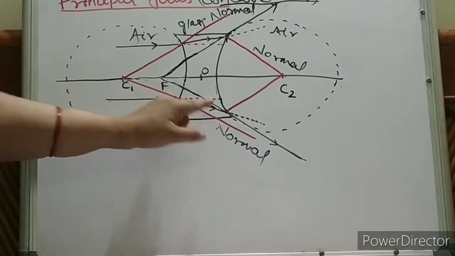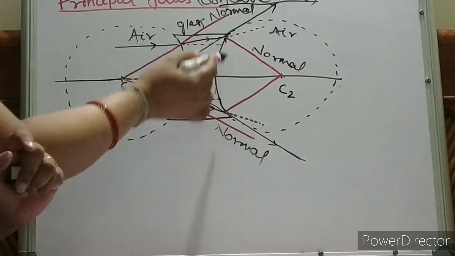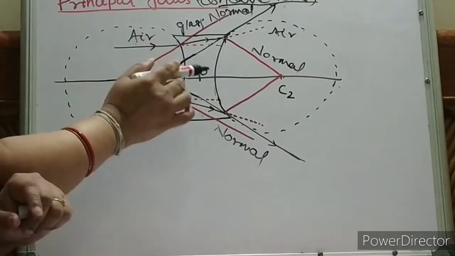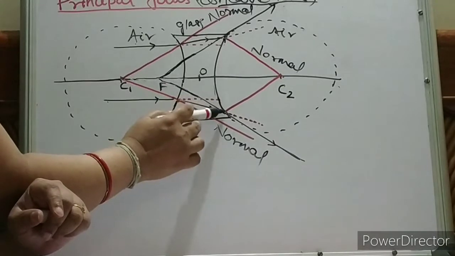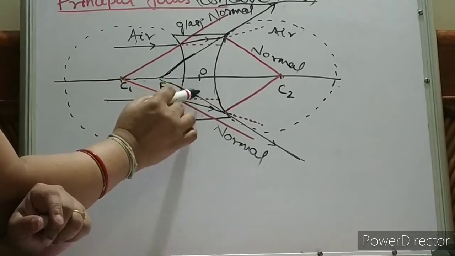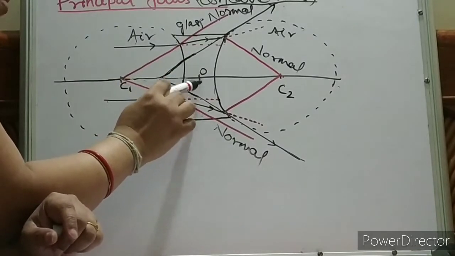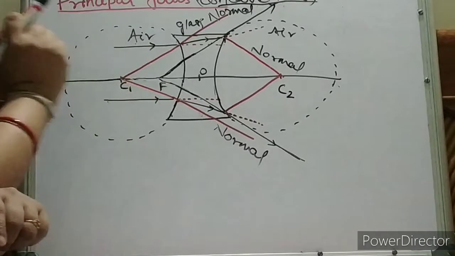After bending towards the normal, the ray again strikes this refracting surface. Then again it will change its path, because the ray is again changing the medium from denser to rarer. So when it is changing from denser to rarer, the ray will bend away from the normal.